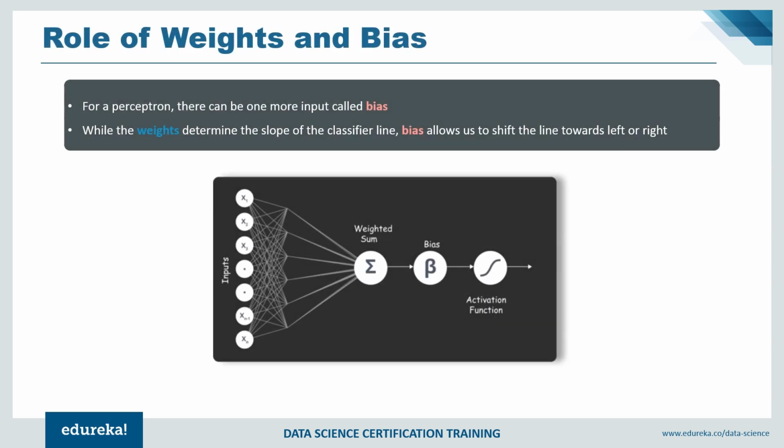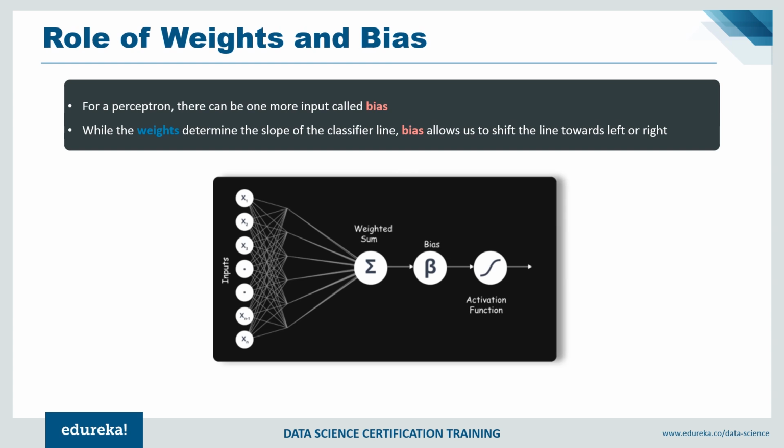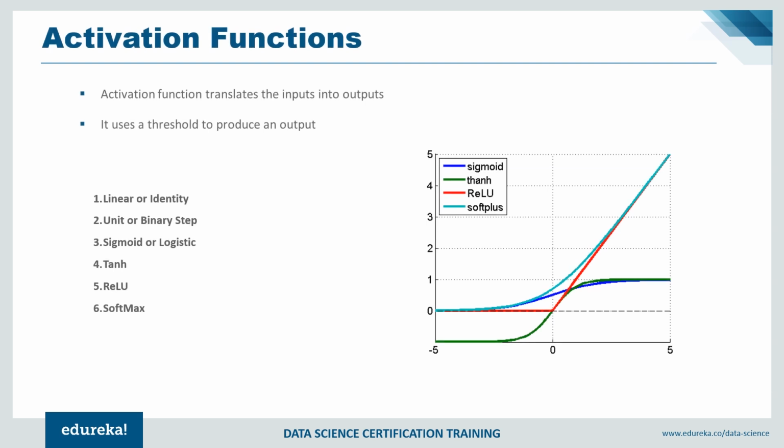Now, the weight shows the effectiveness of a particular input. The more the weight of an input, the more impact it will have on the neural network. On the other hand, bias is an additional parameter in the perceptron which is used to adjust the output along with the weighted sum of the inputs to the neuron, which helps the model in a way that it can best fit the given data. Activation functions translate the inputs into outputs, and use a threshold to produce an output. There are many functions that are used as activation functions, such as linear or identity, unit or binary step, sigmoid or logistic, tanh, relu, and softmax.